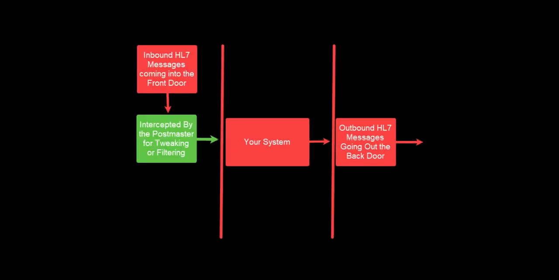You have inbound messages coming in, they're imported into your system, and perhaps you also produce outbound messages which go out. And then you have our second scenario. HL7 messages are coming in the front door. We're going to intercept them with the Postmaster, do some tweaking, and then forward them in to our system.